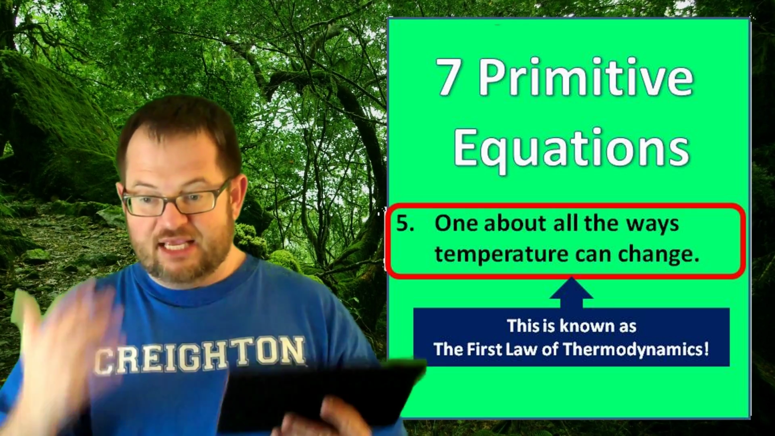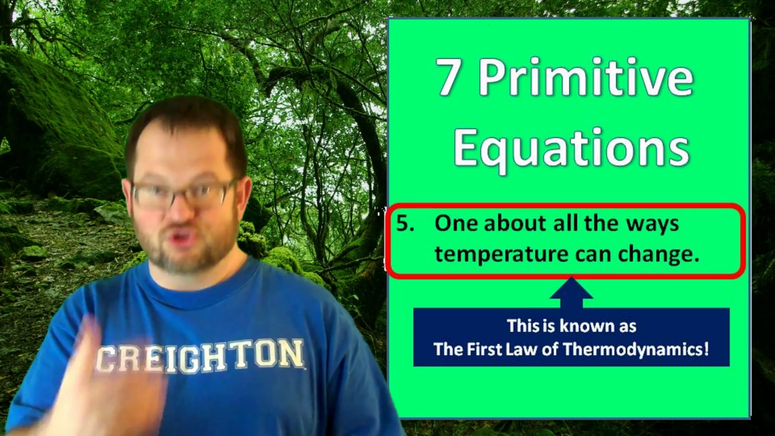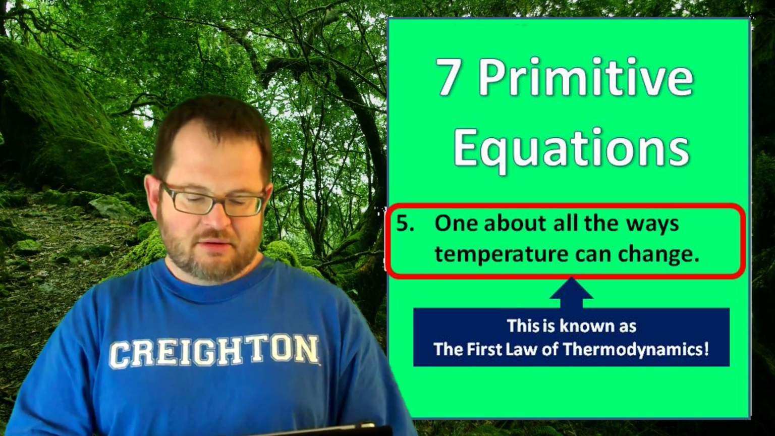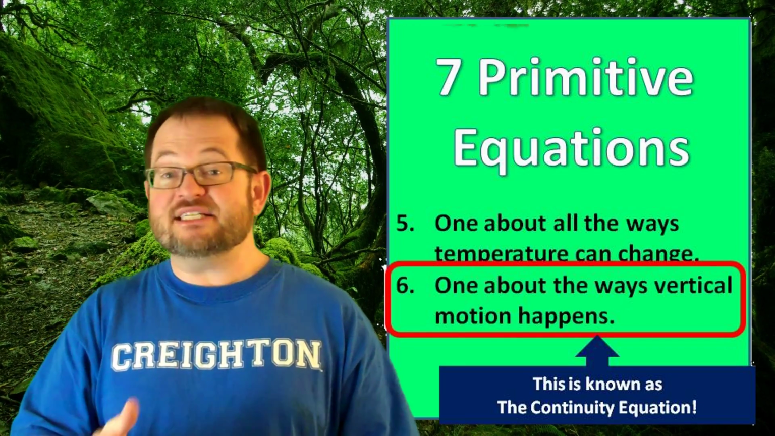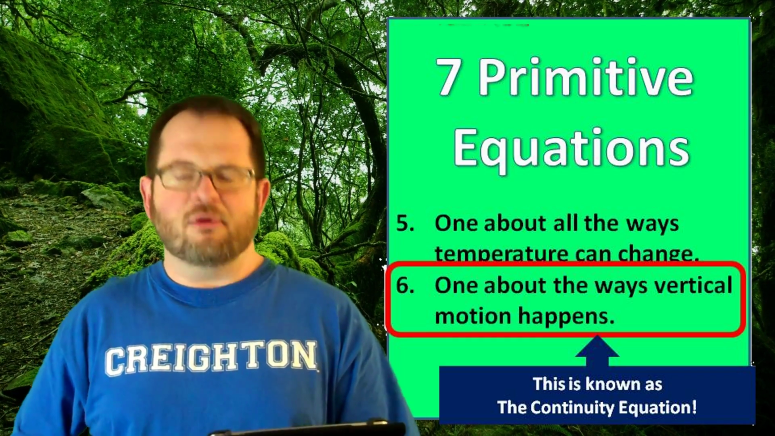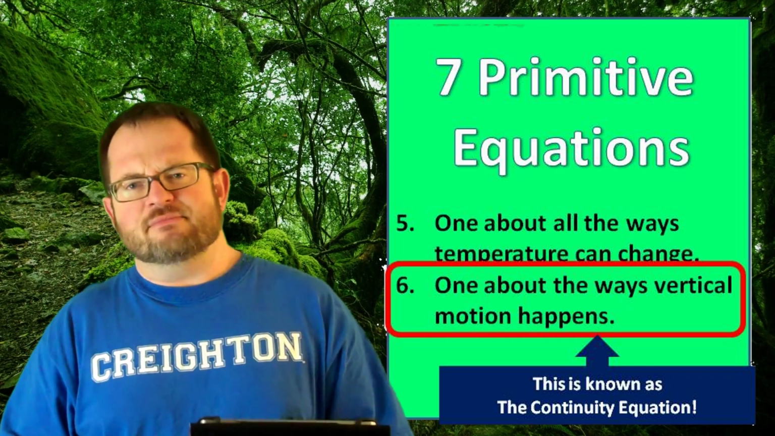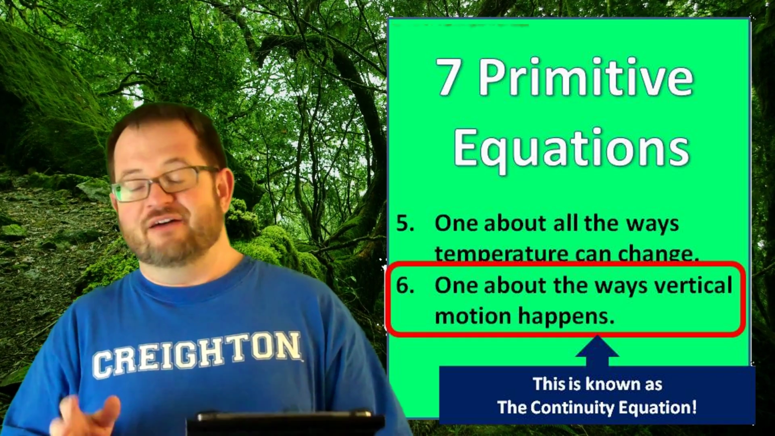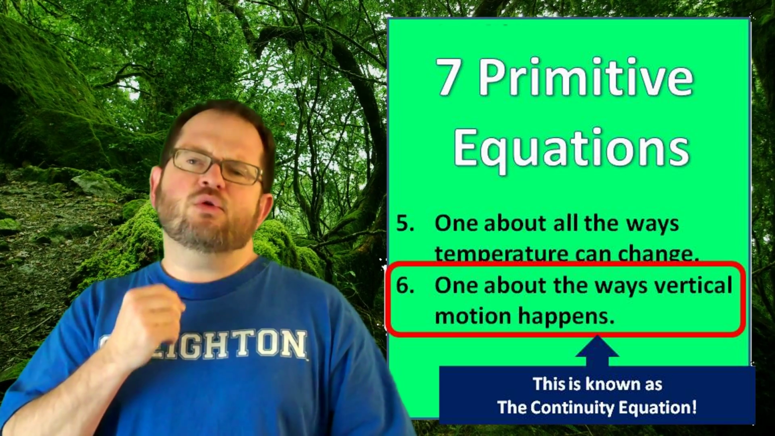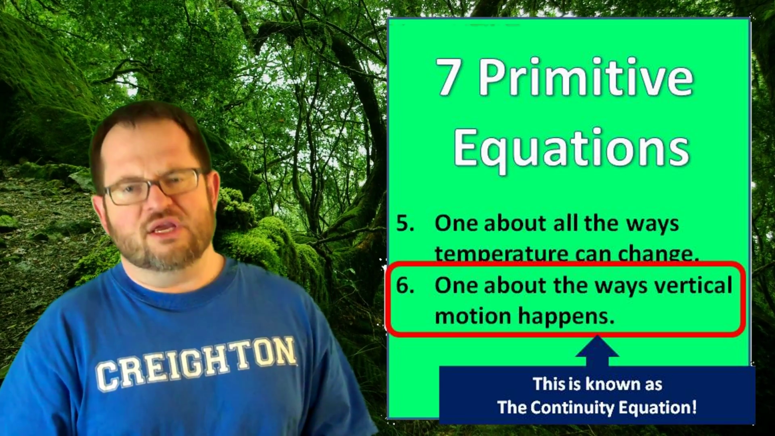Students in college level courses learn the first law of thermodynamics and how to apply it to, say, the atmosphere. A 6th primitive equation that describes how the atmosphere works is all about vertical motions of the Earth's atmosphere. What makes a volume of air decide to rise or sink? This is an equation known as the continuity equation.